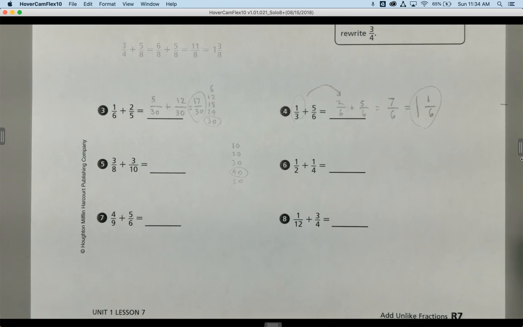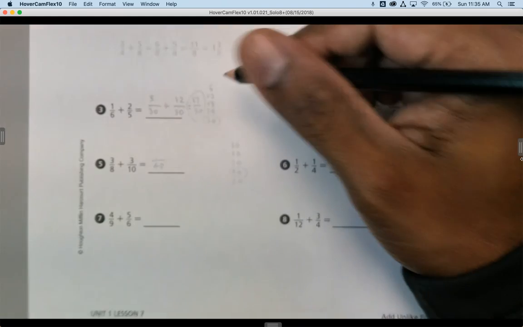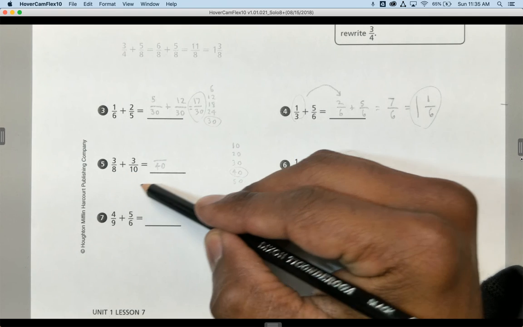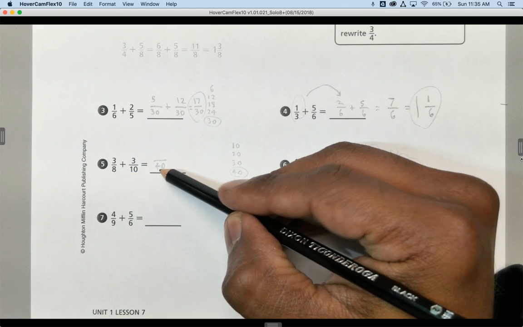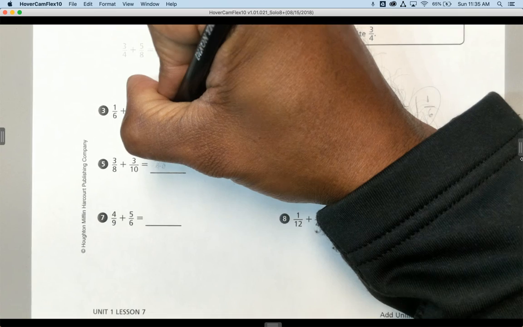So we need to rewrite 3 over 8 as something over 40. What we do to the bottom, multiply by 5, we must do to the top, multiply by 5. 3 times 5 is 15. 3/8 is equivalent to 15 over 40.